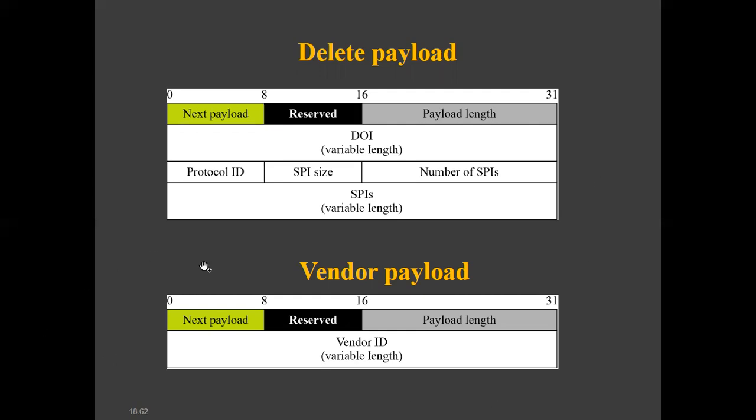Then the last payload is the vendor payload. The vendor payload allows the exchange of information which is particular to a specific vendor. Here the vendor ID field is a variable length field which defines the constant used by the vendor. So this is how we have studied the ISAKMP protocol, which is designed to carry the messages for the Internet Key Exchange protocol by using these different types of payloads embedded in the general header.